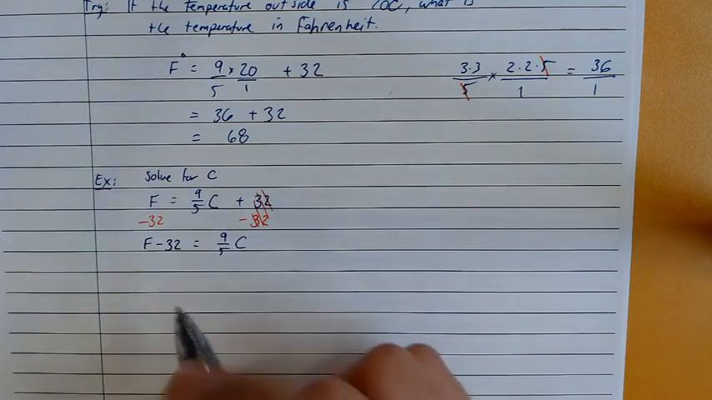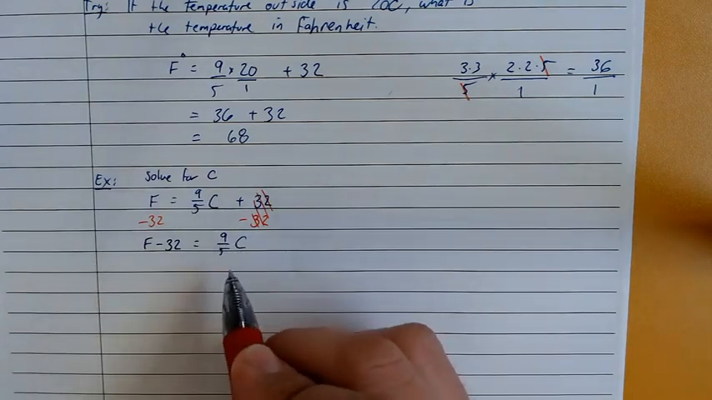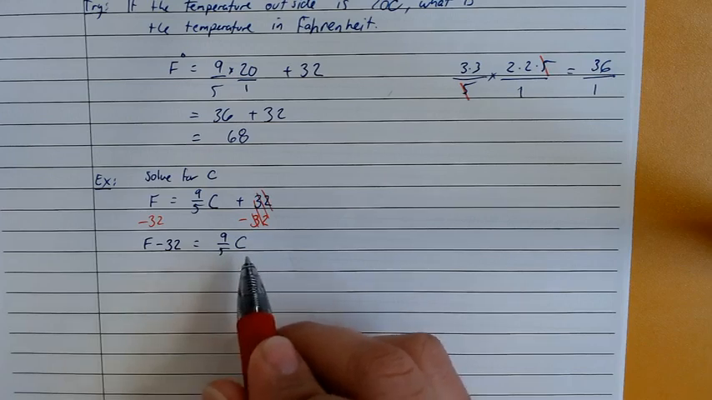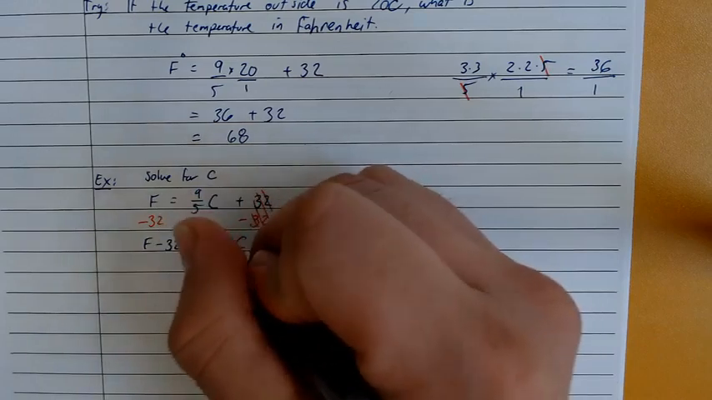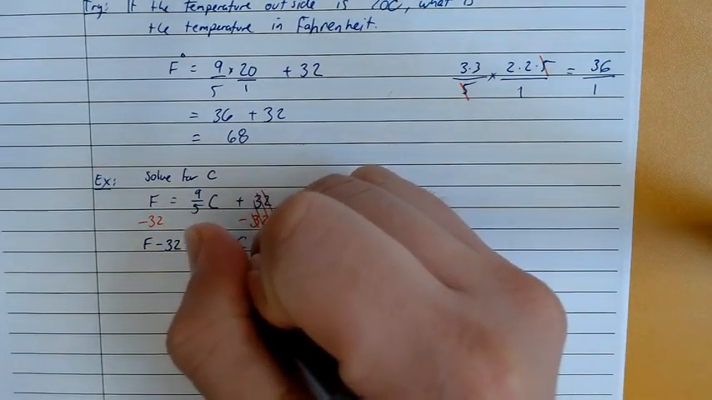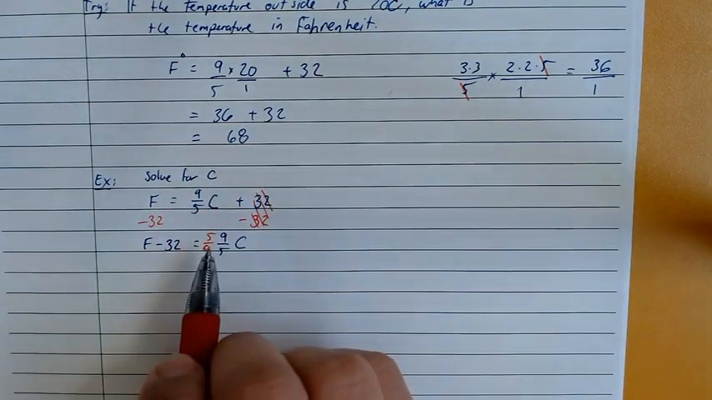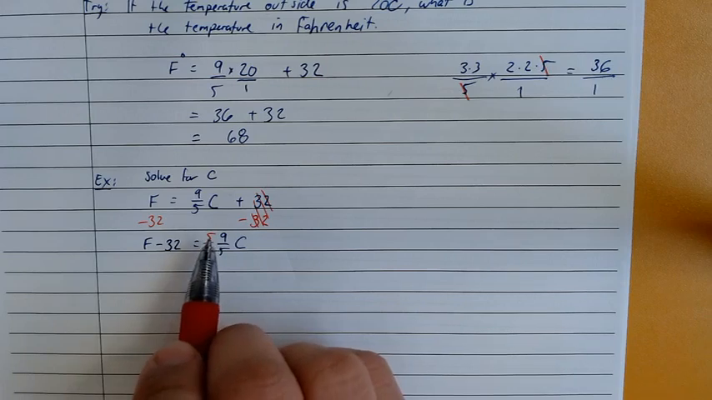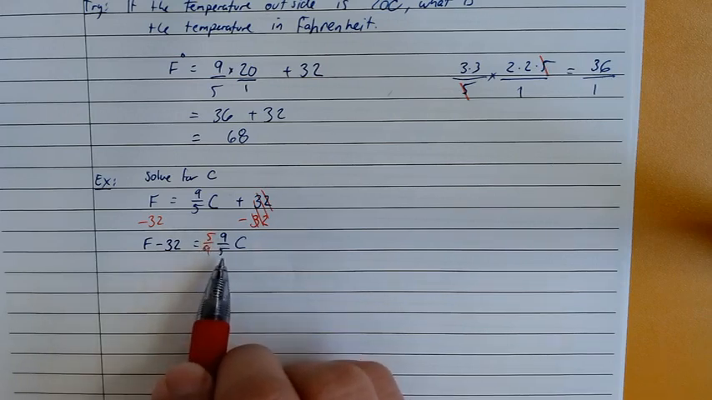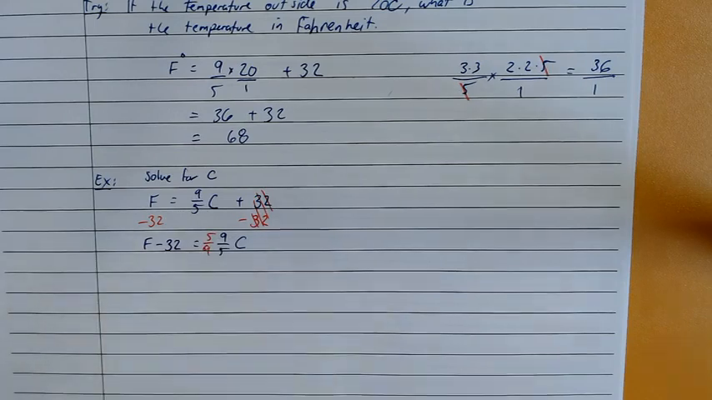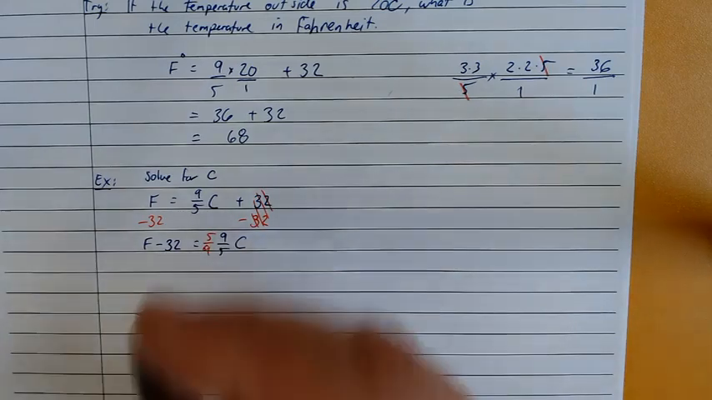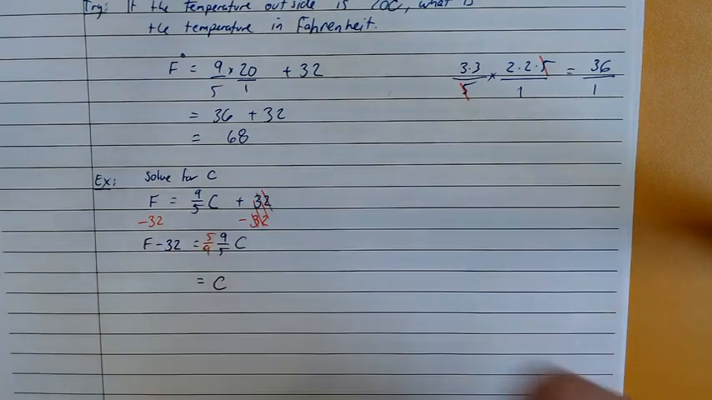Okay, well 9/5 is being multiplied times C. So what I want to do is divide by 9/5. Oh yeah, but keep in mind, dividing by a fraction is the same as multiplying by the reciprocal of that fraction. So let me do it that way. Let me multiply this by the reciprocal. That way, 5/9 times 9/5 is the number 1, which is what I want. I want 1C by itself.